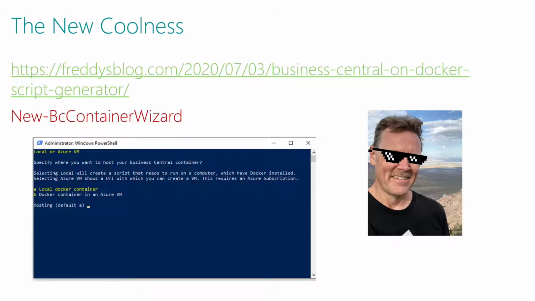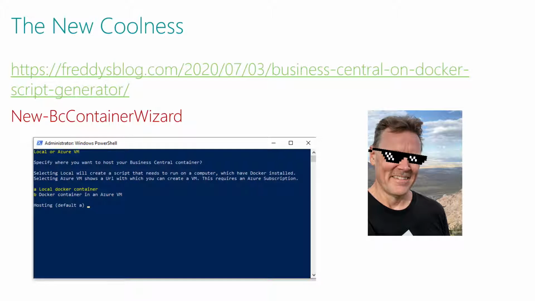But there were a few where I didn't know what choice I should make and whether I should include a parameter or not. Or when a new feature was enabled, there would be a new parameter and I didn't know about it, so I wouldn't think to go check for it. So this New-BcContainerWizard is a very cool PowerShell script.